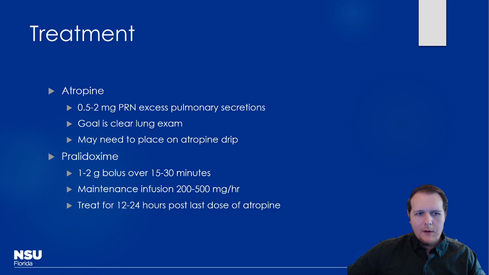And so again, pralidoxime, we'll typically put them on a maintenance infusion, and then once they stop requiring atropine for those effects, we can go ahead and try to wean them off the pralidoxime and see how they do. Assuming they don't have recurrence of symptoms, they're usually good to go at that point. Usually the product is already gone.